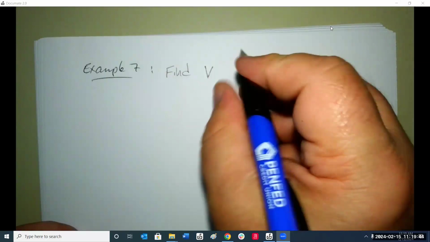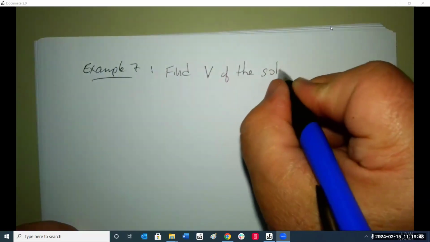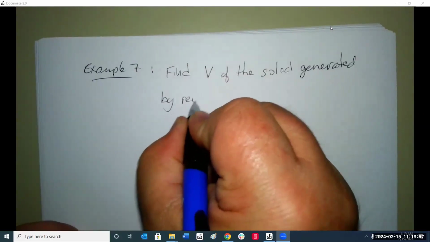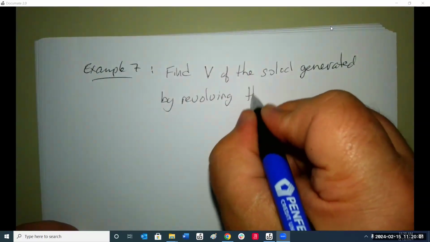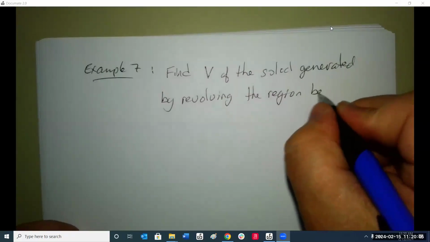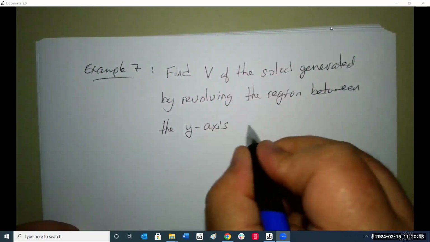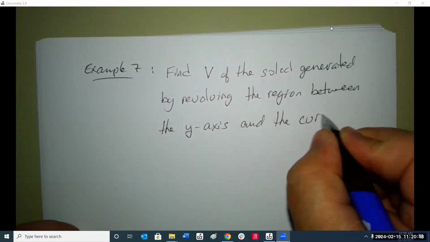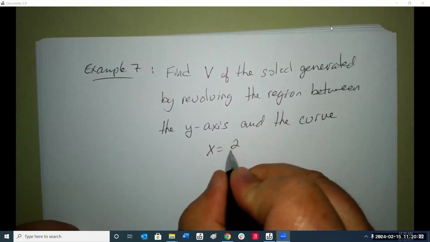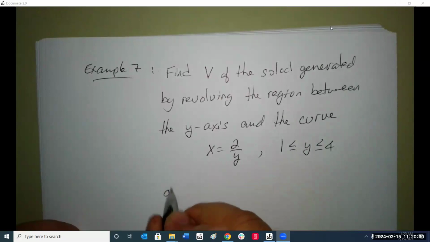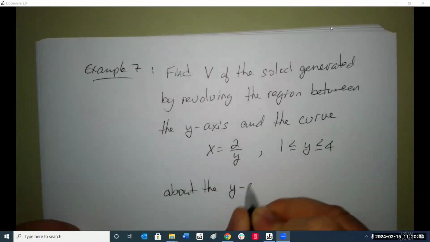Example 7. Find the volume of the solid generated by revolving the region between the y-axis and the curve x equals 2y, where y is from 1 to 4, about the y-axis.